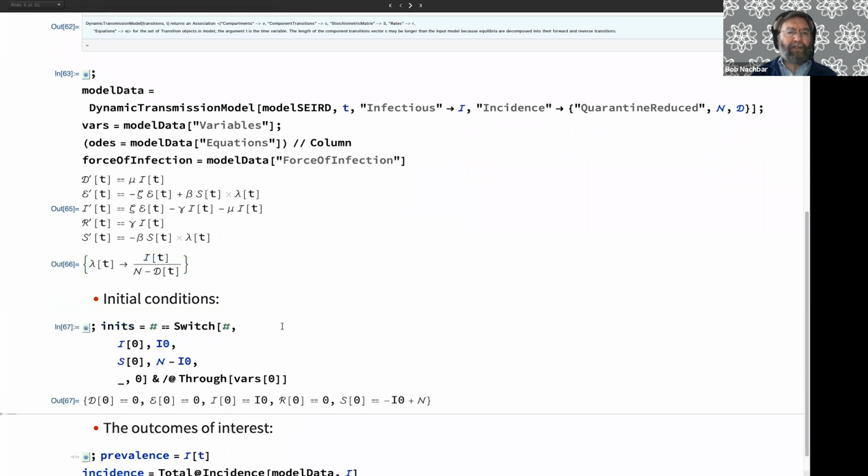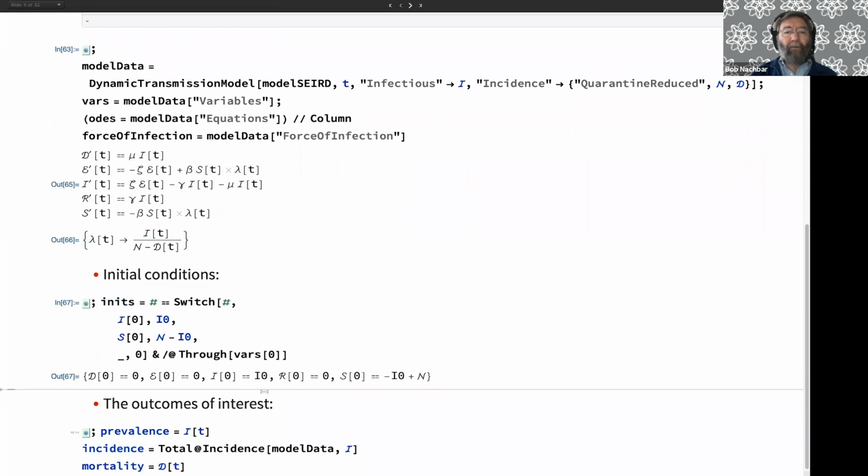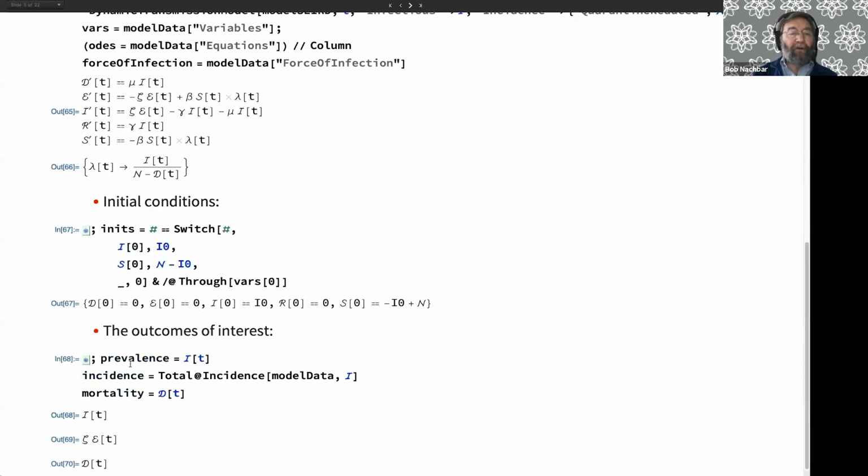We define the initial conditions here. We start out with everybody being susceptible except for the number of people that are infected, and a small number of infected people, I naught. Okay, we can then define these terms, or the outcomes, the prevalence, the incidence. We have a function called incidence that takes the data from the model. We tell it which compartments are infectious, so we can, or that are sick, I should say, and it gives us the appropriate term for the rate at which they appear, and then the mortality, which are the people that die.